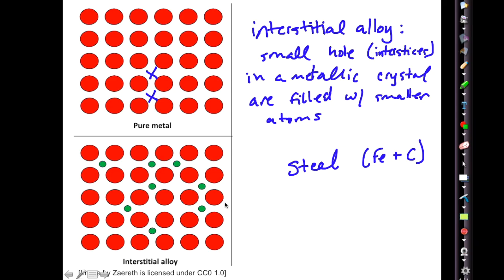Okay, so that's our short lesson on metallic bonding. If you have any questions, of course, as always, you can email me or stop by before or after school.